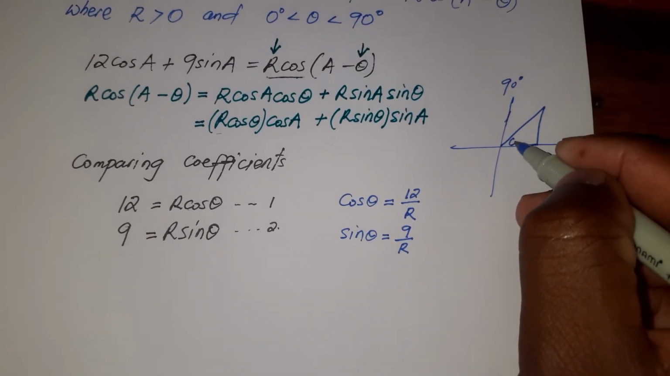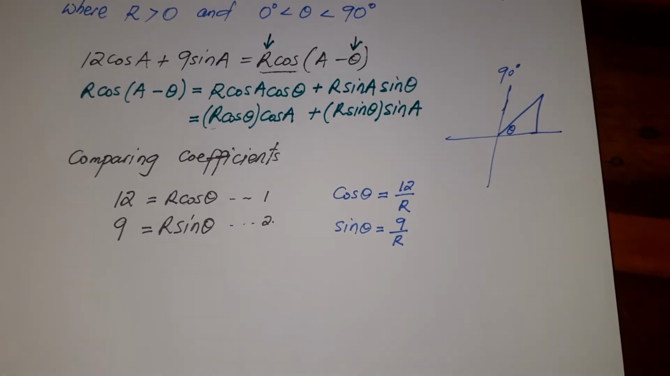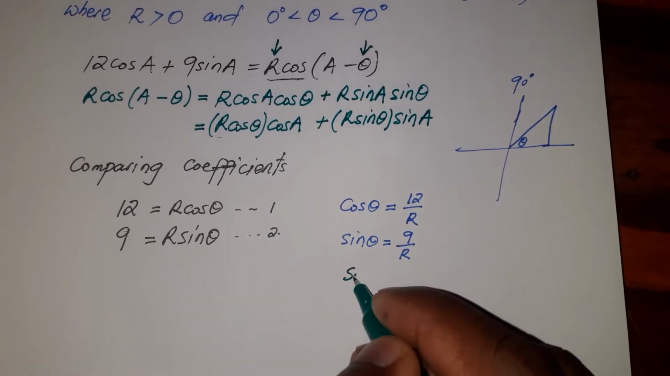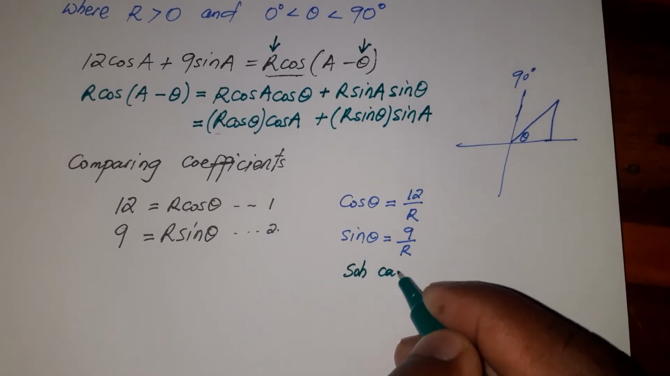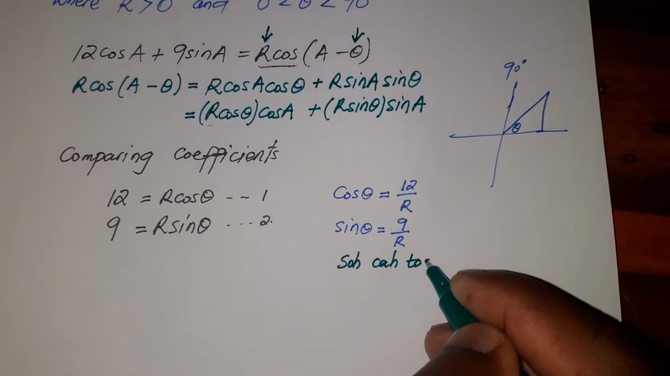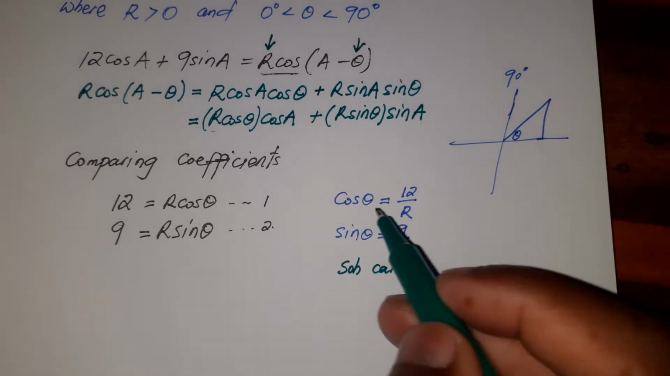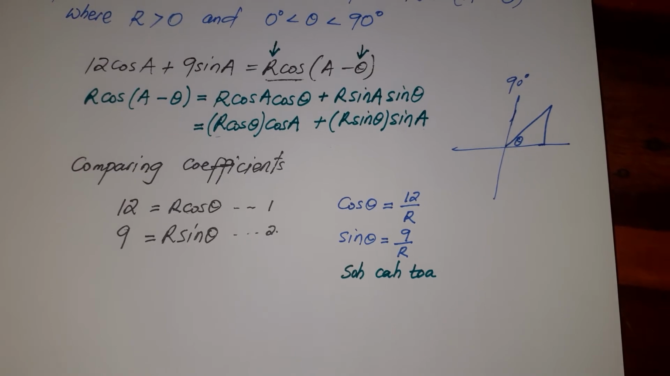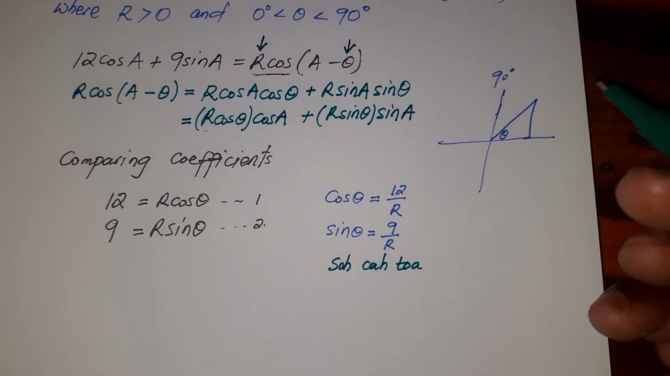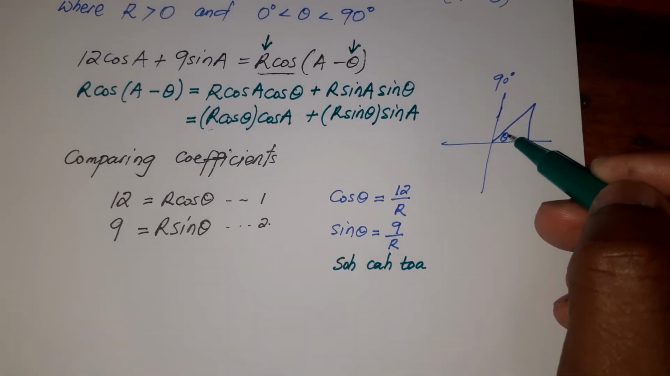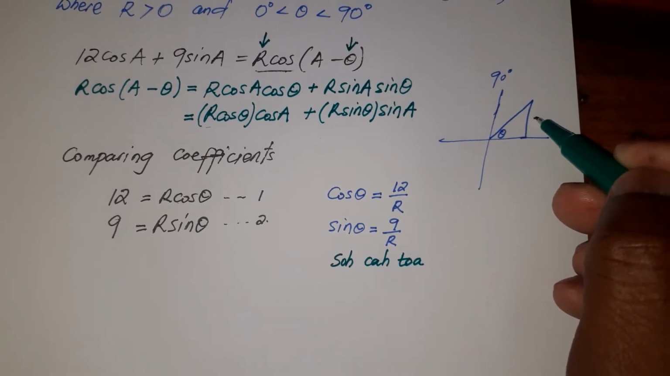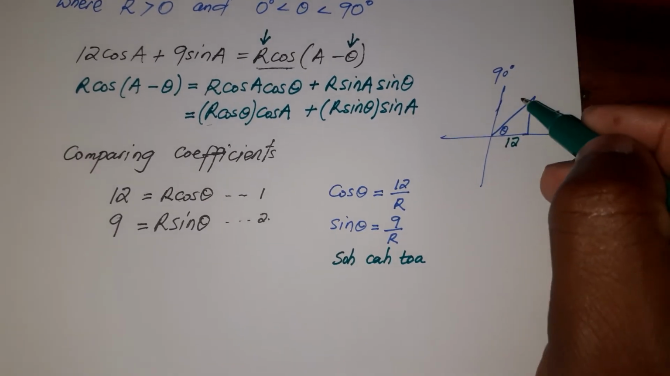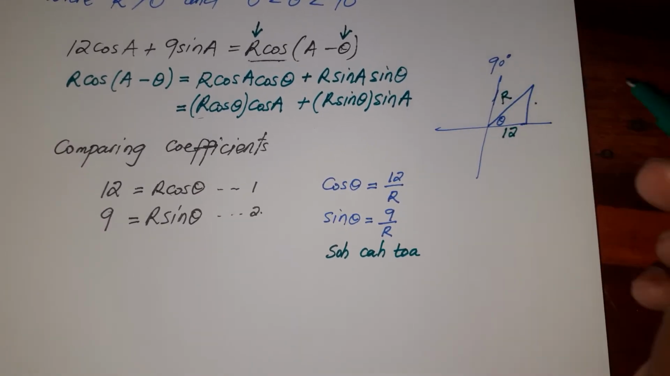Then here is our angle theta. Then it means, since we know, we can remember SOH CAH TOA, cosine is adjacent over hypotenuse. Now this is opposite. Considering this angle, our opposite is here, then it means our adjacent is here. Then we have 12 over hypotenuse, which is R.